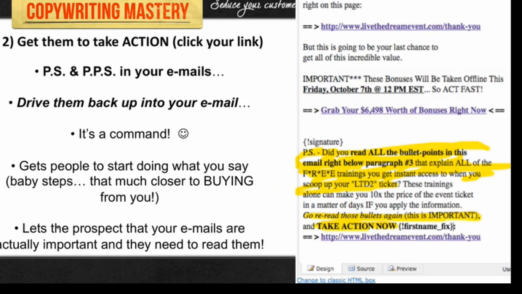So this is an example. P.S. Did you read all the bullet points in this email right below paragraph number 3 that explain all of the free trainings you get instant access to when you scoop up your ticket? These trainings alone can make you 10 times the price of the event ticket in a matter of days if you apply the information. Go reread those bullets again. This is important, and take action now. That's what I mean by drive them back up into your email. Driving them back up will also engage them and get them even more sold. Maybe once they go and reread whatever it is you send them to, they're more apt to now click the link and go visit whatever website, lead bait, blog post, whatever you've got there.